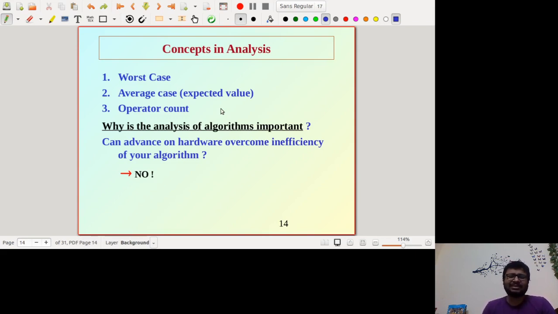Why is the analysis of algorithms important? Computer hardware is advancing all the time, right? So computers are becoming faster and faster. So do we need to actually put in effort to design fast algorithms? Or should we instead focus entirely on improving our computer hardware? Can advances in hardware overcome the inefficiency of your algorithm? The answer is no, a resounding no, and we will soon see why.